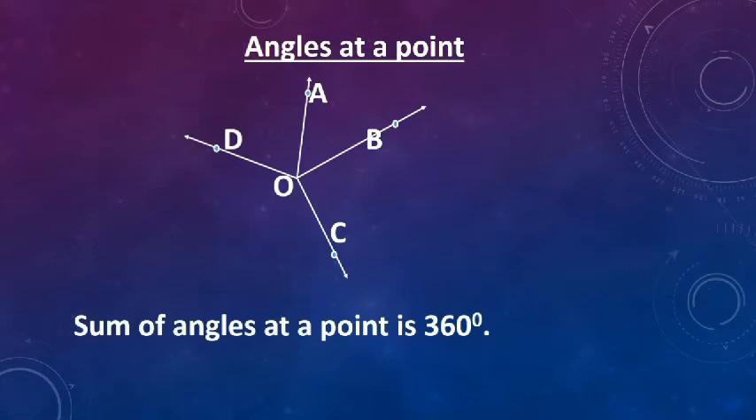Angles at a point. In this figure, from the point O, four arms OA, OB, OC and OD are drawn and four angles are formed. The sum of these four angles is equal to 360 degrees. We may make any number of angles by drawing more arms, but their sum will always be 360 degrees.